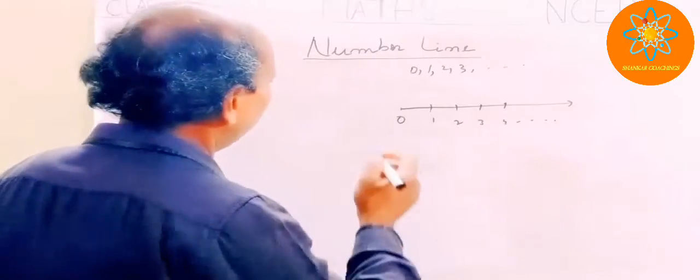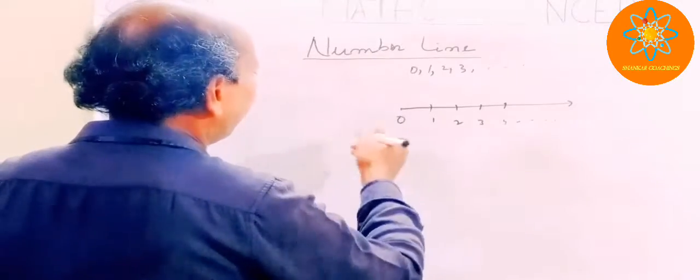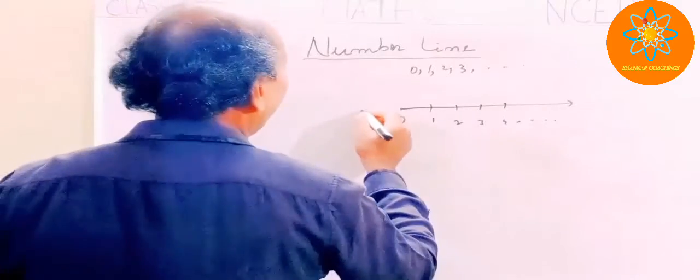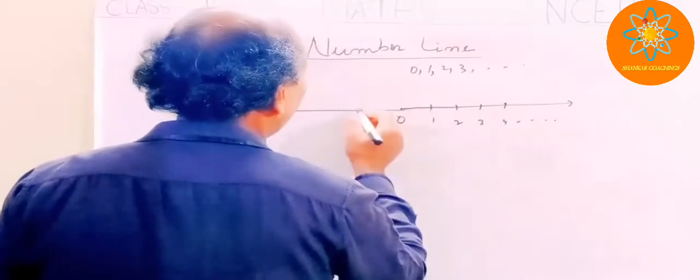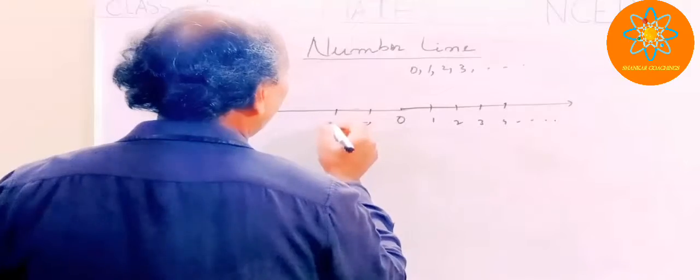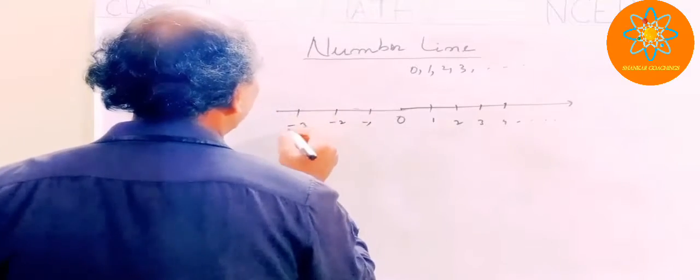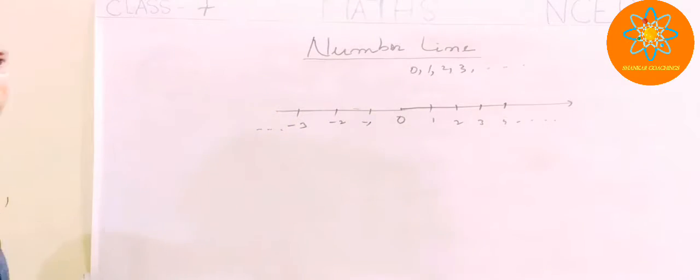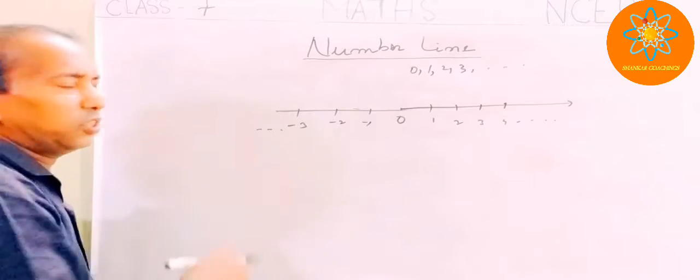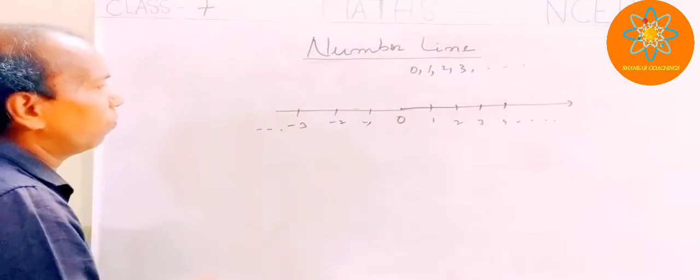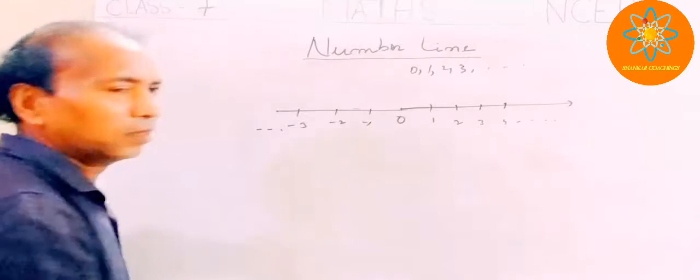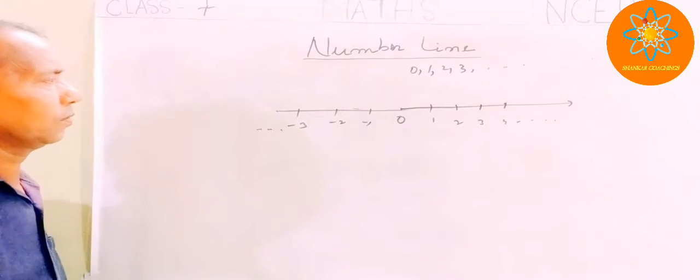Let us take the left hand side of the 0. So the left hand side of the 0 is nothing but it will be your -1, -2, -3. So this is the representation of integers on the number line.